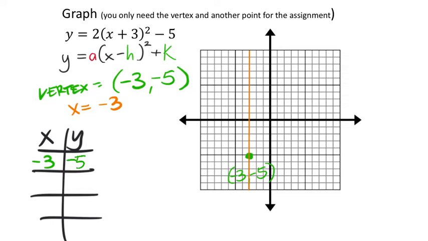Okay, so again, that's an ordered pair. That's what a table is going to give us. But we need other ordered pairs. So it doesn't matter which way. I'm going to go to the right, by the way. So I'm going to make x -2.